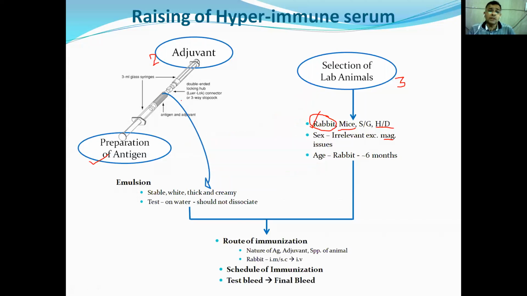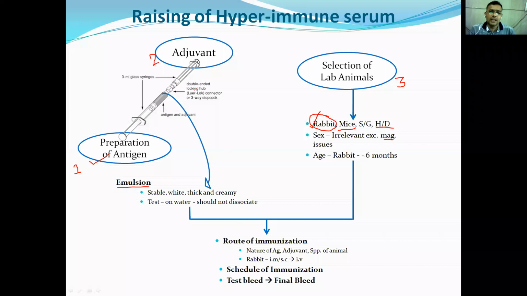Now, once you have these three parameters, that is antigen, adjuvant, and lab animal, the second step is production of emulsion. Production of emulsion means mixing antigen and adjuvant in such a way that it gives a stable, white, thick, creamy suspension. And this must be achieved in such a way that it cannot be separated and it will remain stable over a longer time.